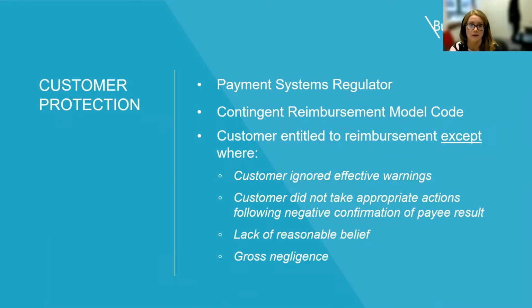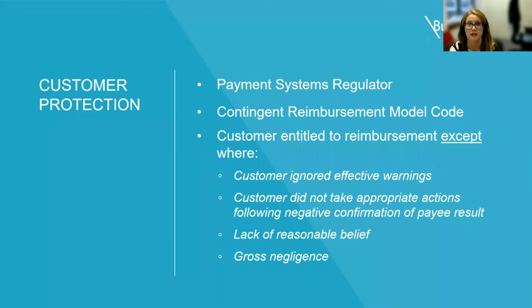So the next thing I want to talk about is the code. So the Payment Systems Regulator introduced the Contingent Reimbursement Model Code in May 2019, which aimed to reduce both the occurrence and impact of APP scams and is designed to give people confidence that if they fall victim to an APP scam and they've acted appropriately, they will be reimbursed. It sets out standards for signatory payment service providers, a group including the largest banks in the UK, and for customers who are covered by the code. So that's consumers, micro businesses, and small charities.